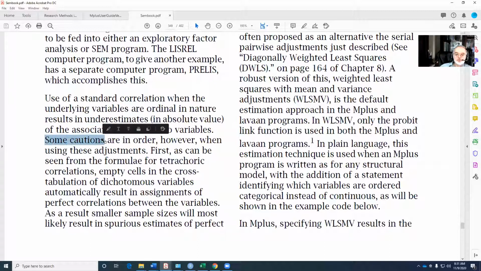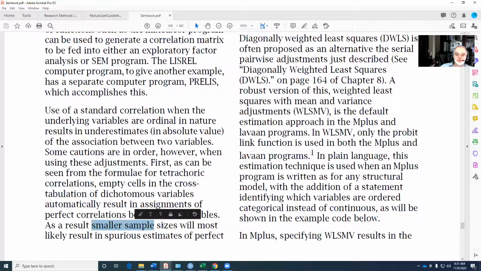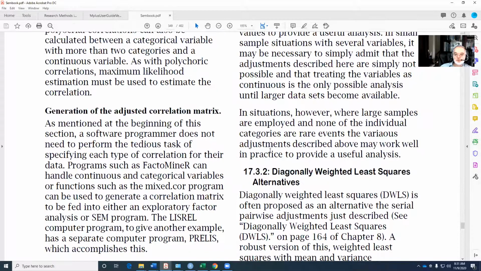There's some reasons, though, to be a little bit cautious about that. So, as I mentioned, empty cells are a problem for a tetrachoric. And if you're playing with a small sample size, you're going to be having perfect or zero correlations in there. It's going to be kind of an issue.